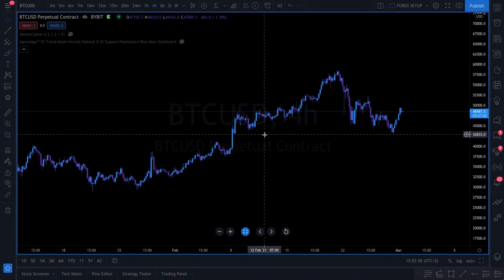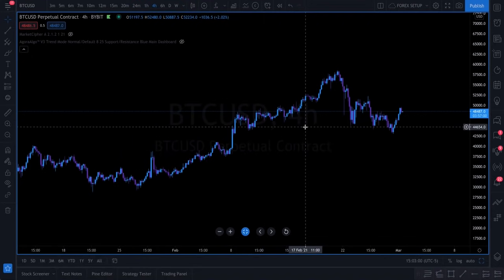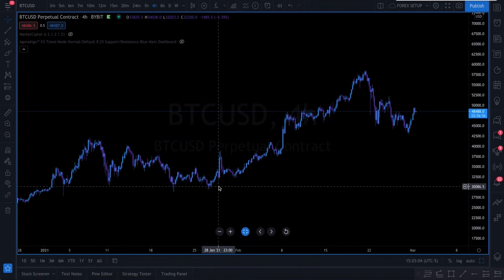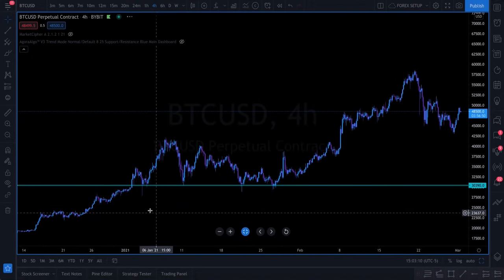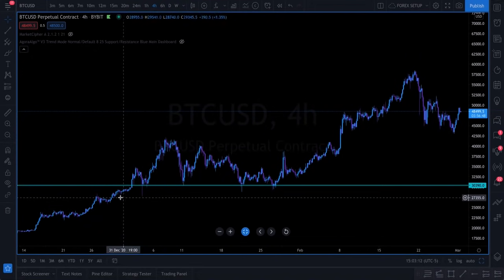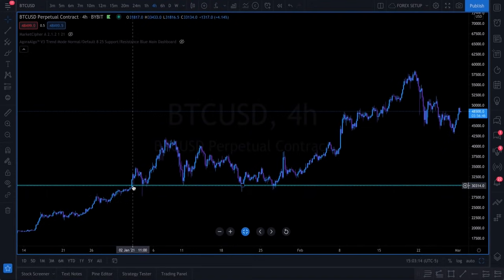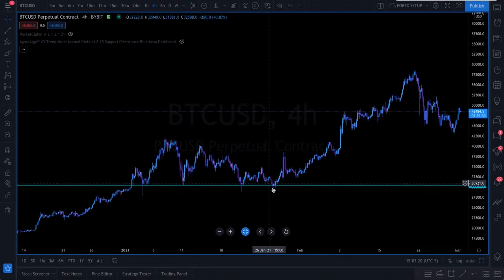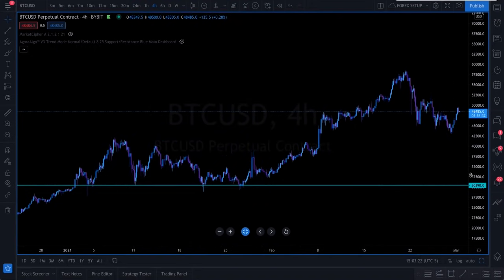Now, a support is a place where price has trouble breaking below. So, for example, back in January, we formed this very strong line of support. You can think of support as a floor that keeps price from going any lower. Once we came above this line right here, the 30,000 level, give or take, we tried to break through that many times, but we were unable to. And that's why we would call this a support.